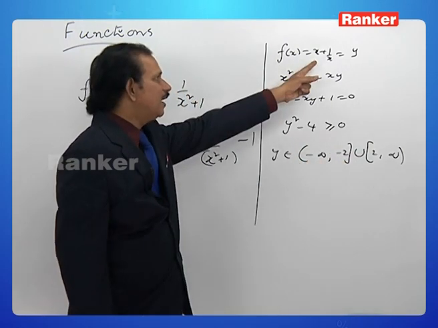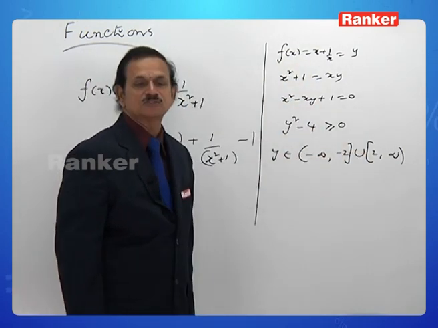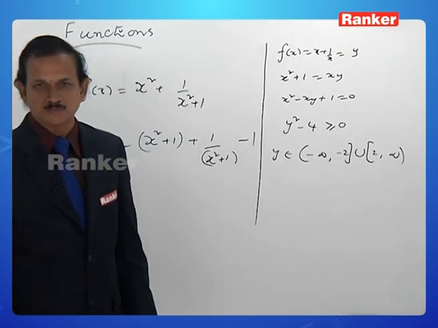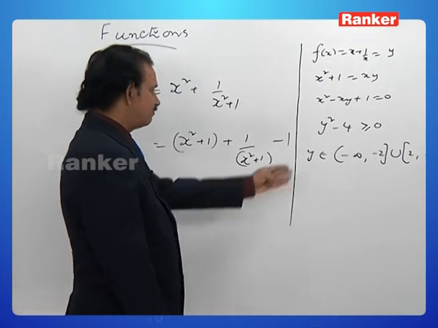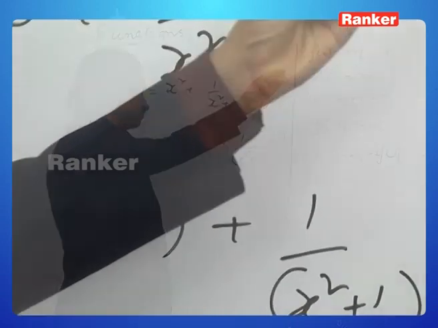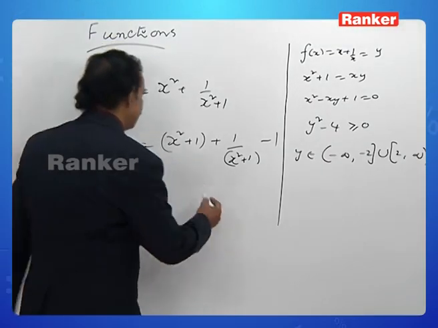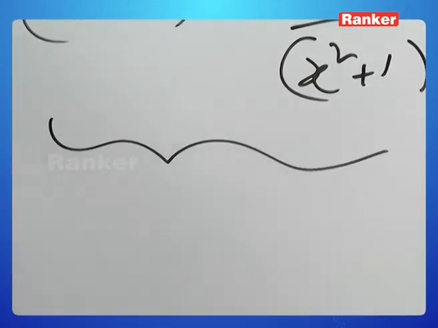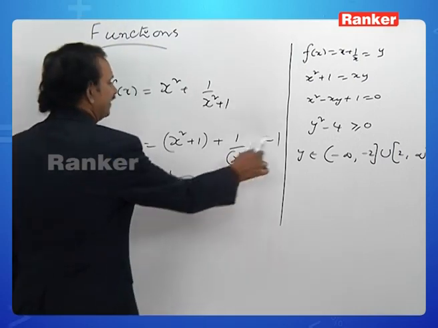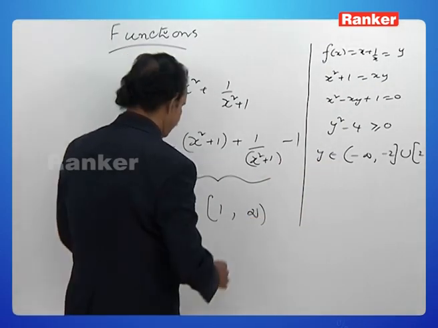Anyway, if x is positive, the minimum value is 2. If x is negative, the maximum value is minus 2. This we can easily recollect from our earlier algebra. What is the relation between that concept and this question? In the place of x there, we have x square plus 1 here. Therefore, this particular part lies between 2 and infinity. So minus 1 means it belongs to the closed interval 1 to infinity.